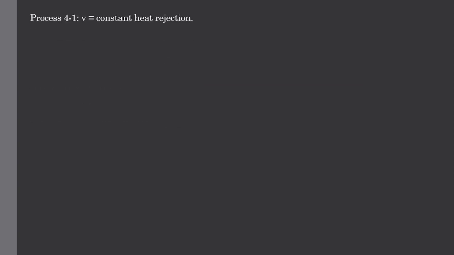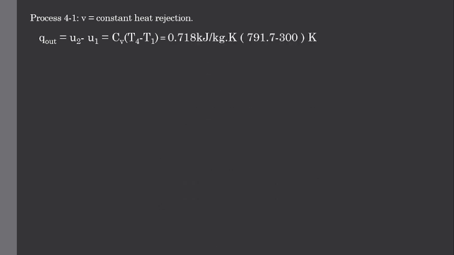Then we proceed to process 4-1, constant volume heat rejection. The equation that we're going to use is specific heat out is equal to the specific internal energy change, U sub 4 minus U sub 1, which is equal to constant volume specific heat times temperature 4 minus temperature 1. So our constant volume specific heat is 0.718 kilojoule per kilogram Kelvin times the temperature, 791.7 minus 300 Kelvin. We're going to cancel the unit Kelvin. And our specific heat out is 353 kilojoule per kilogram.